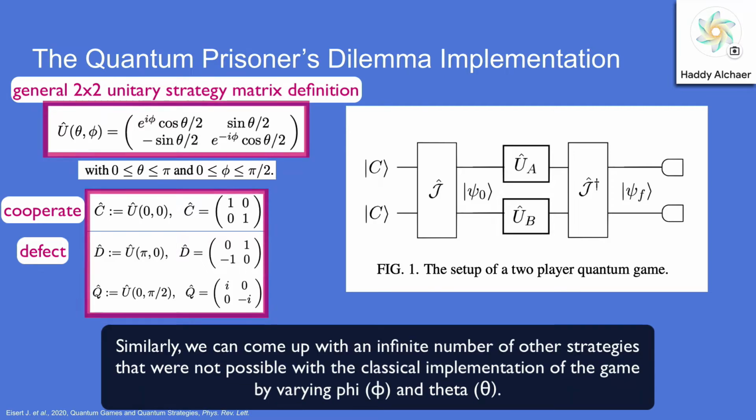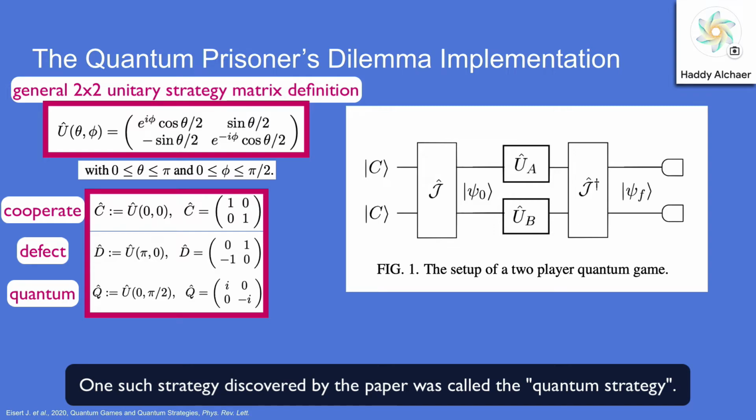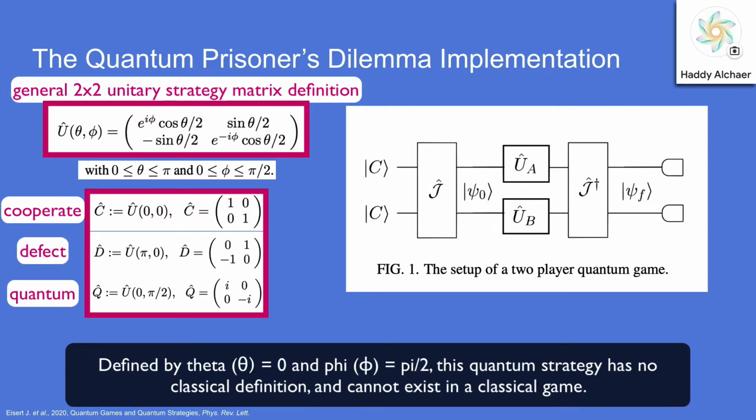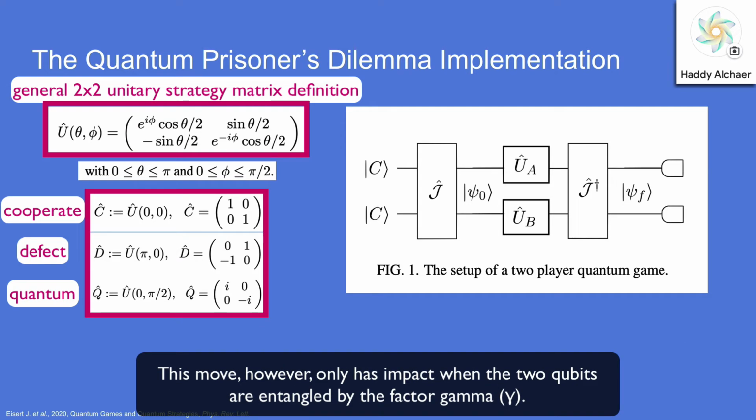Similarly, we can come up with an infinite number of other strategies that were not possible with the classical implementation of the game by varying phi and theta. One such strategy discovered by the paper was called the quantum strategy. Defined by theta equals 0 and phi equals pi over 2, this quantum strategy has no classical definition and cannot exist in a classical game. This move, however, only has impact when the 2 qubits are entangled by the factor gamma.